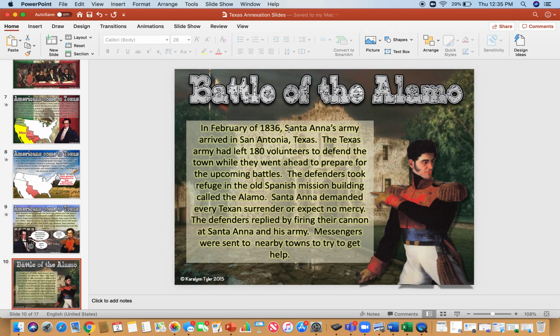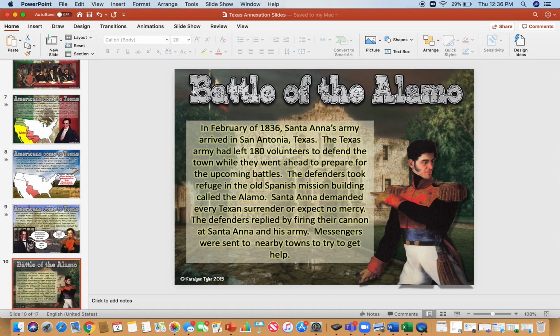So in February of 1836, Santa Anna's army arrived in San Antonio, Texas. The Texas Army had left 180 volunteers to defend the town, while they went ahead to prepare for the upcoming battles. The defenders took refuge in the old Spanish mission building called the Alamo. Santa Anna demanded every Texan surrender or expect no mercy. The defenders replied by firing their cannon at Santa Anna and his army. Messengers were sent to nearby towns to try to get help.